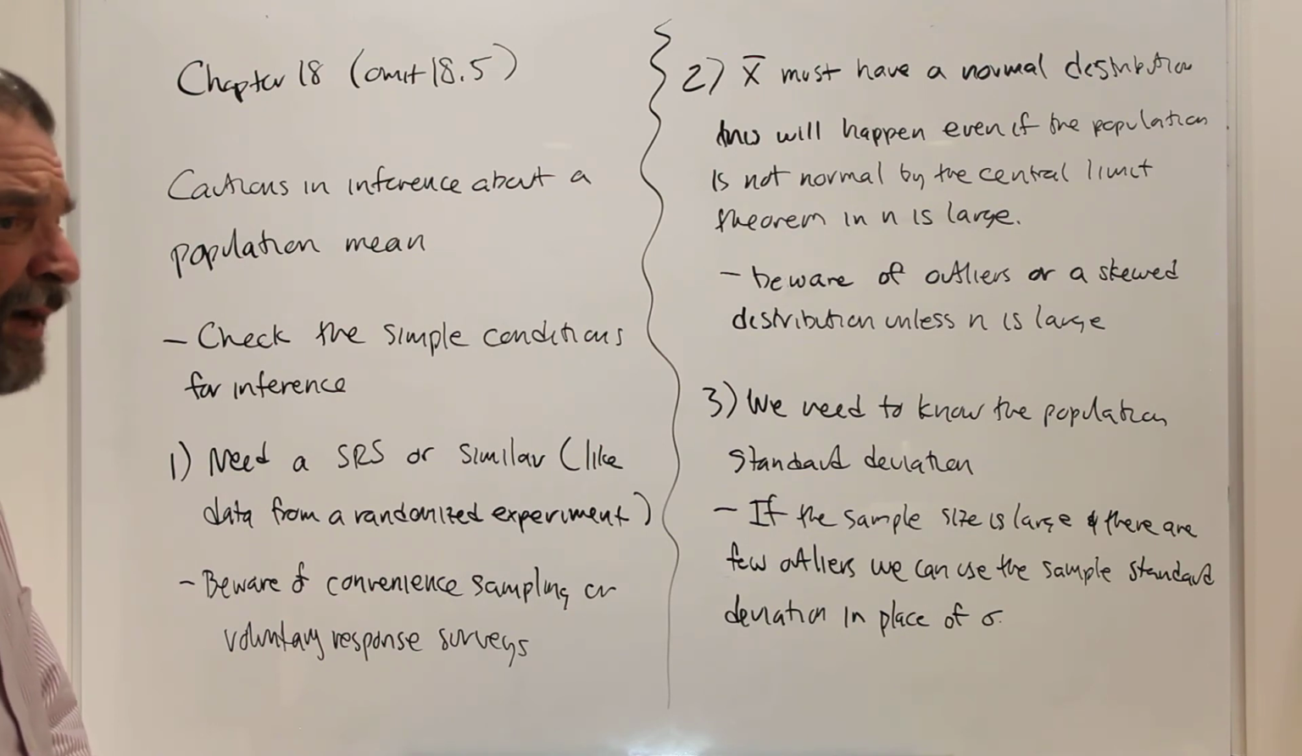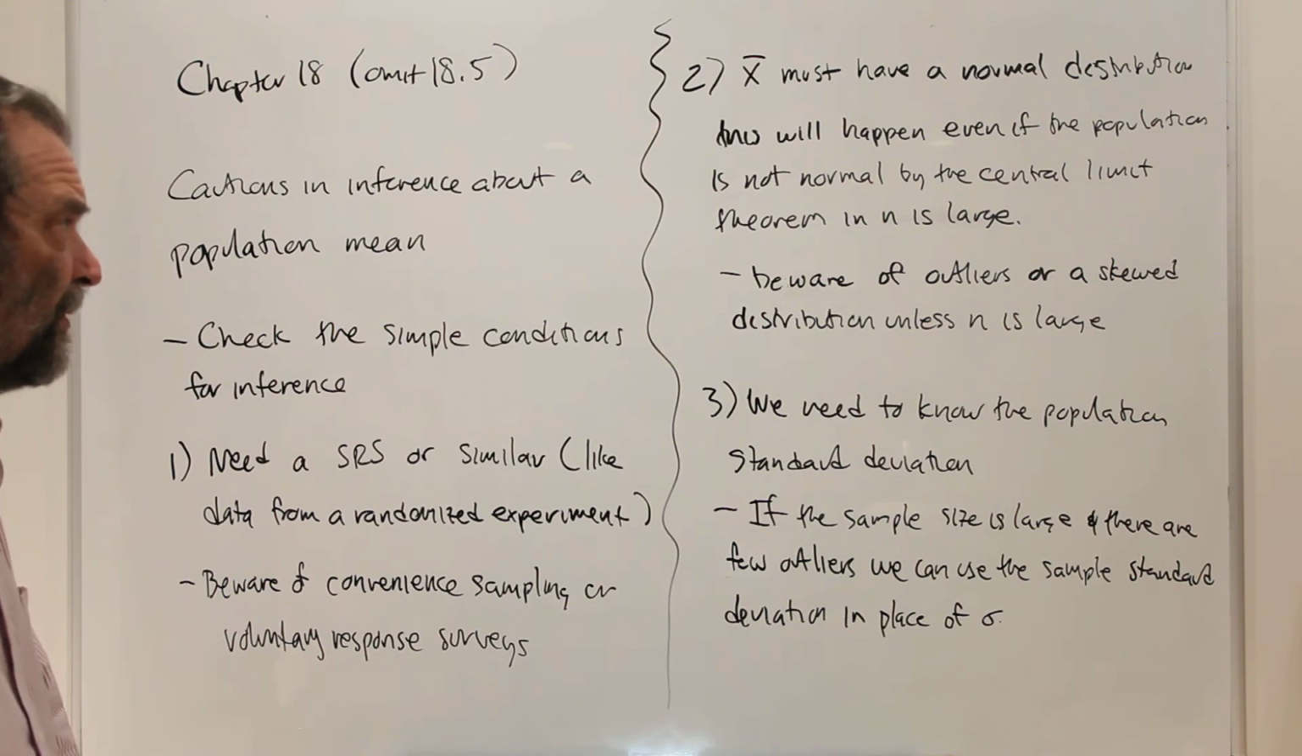In the future, we'll find another way to get away from the fact that we probably won't know the population standard deviation. And we'll try to use the sample standard deviation even for small samples, but we have to change our statistic from Z to something else. We'll see that later. So those are the simple conditions for inference.